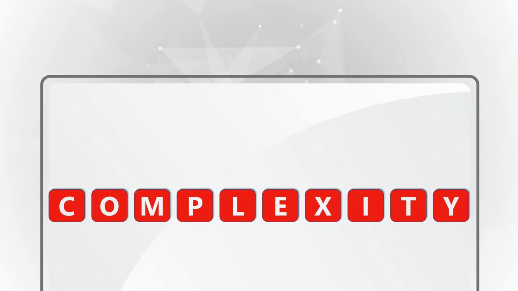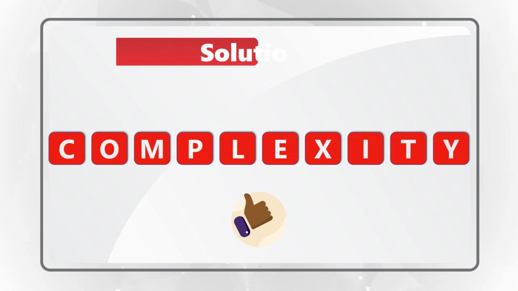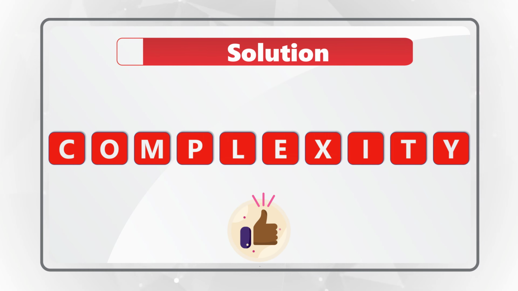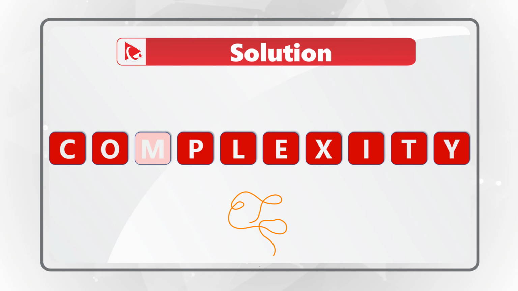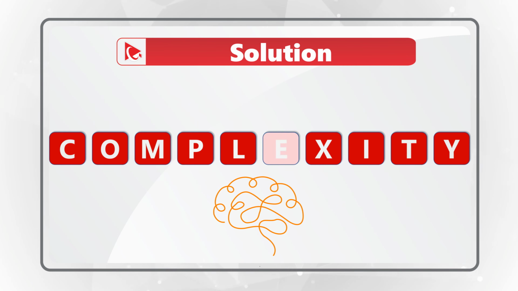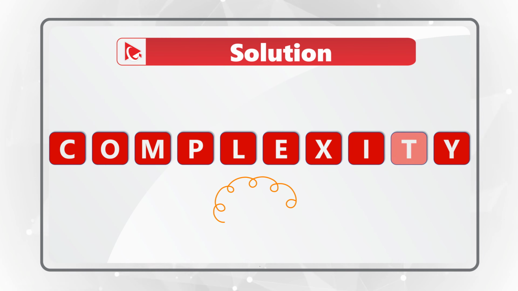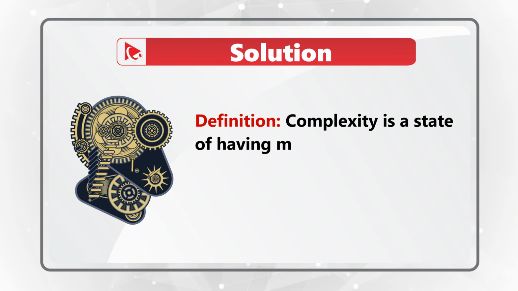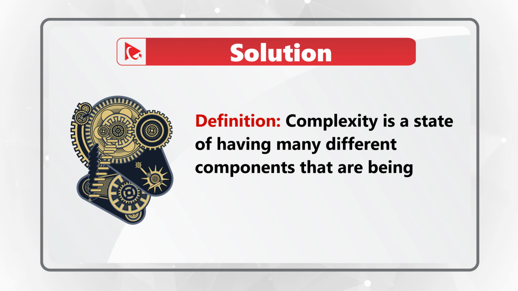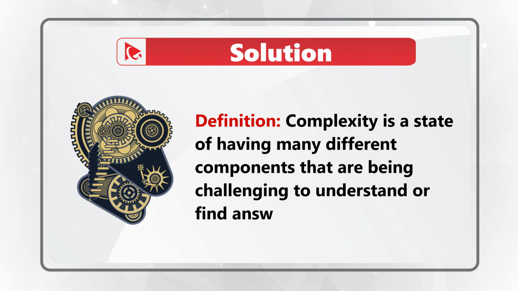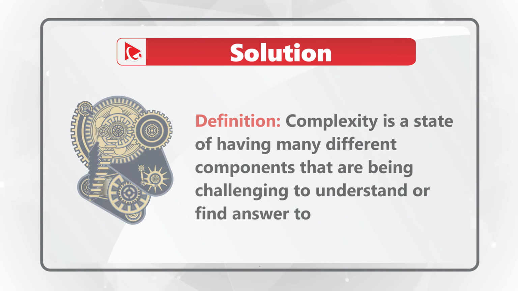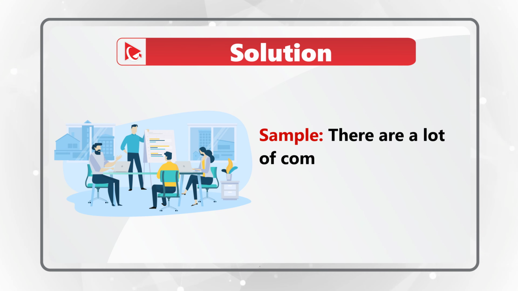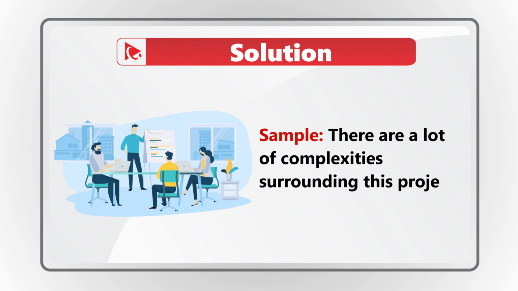As you might have guessed, the answer is the word complexity. Let me spell it for you. C-O-M-P-L-E-X-I-T-Y. And complexity is a state of having many different components that are being challenging to understand or find answer to. Here's the sample usage of the word complexity. There are a lot of complexities surrounding this project.